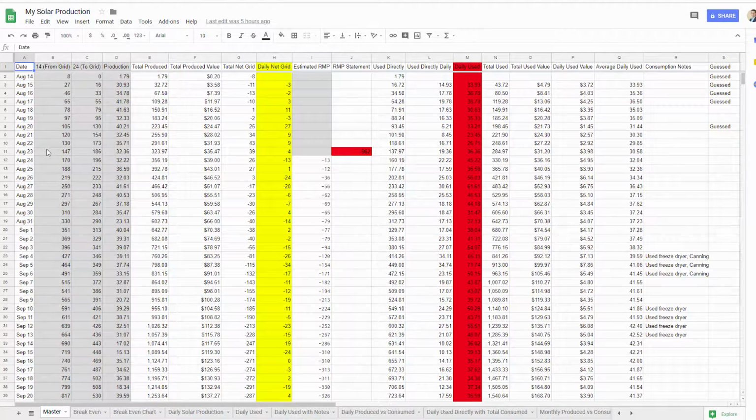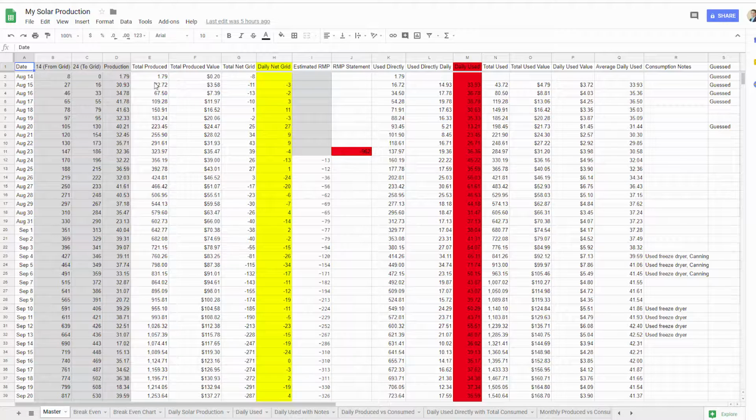All right, here is my data set. You can see here that these first three gray columns, those are what I was just talking about: the from grid numbers, the to the grid numbers, and the production numbers in kilowatt hours. So the rest of these columns are calculated columns, and I've created some charts to show these data. I'm going to be going over briefly defining what these columns have in them, and then we'll get into the charts to show you what the end result looks like.